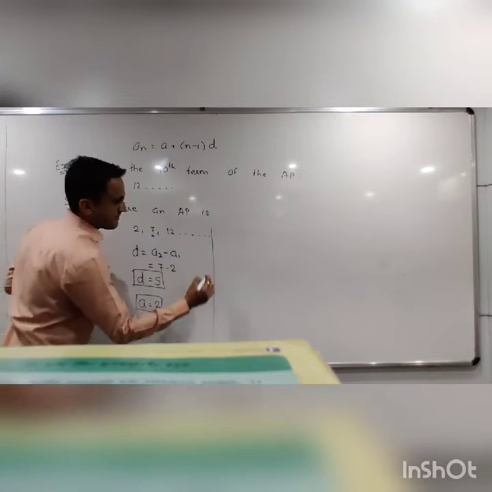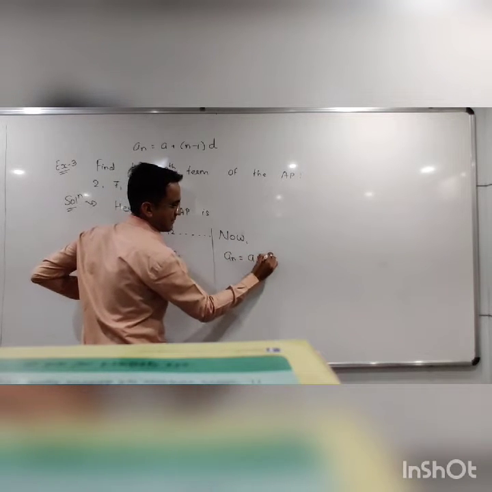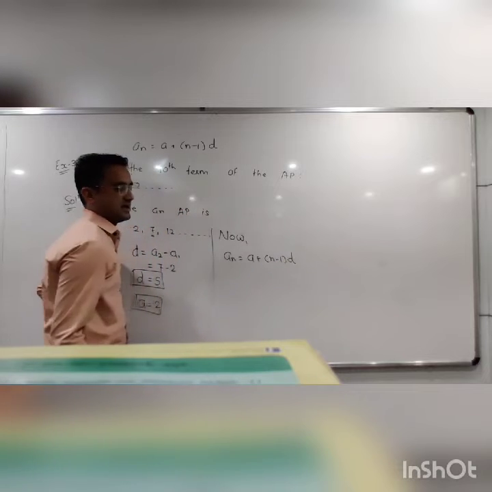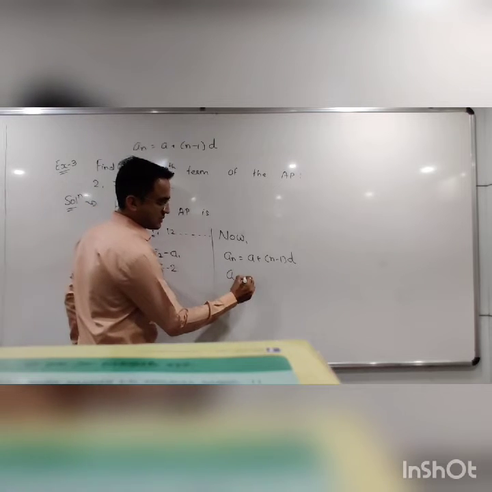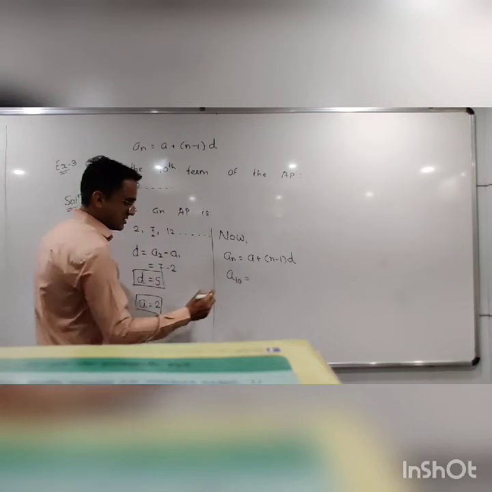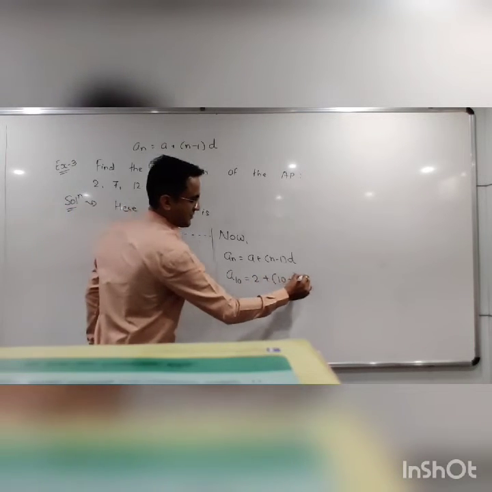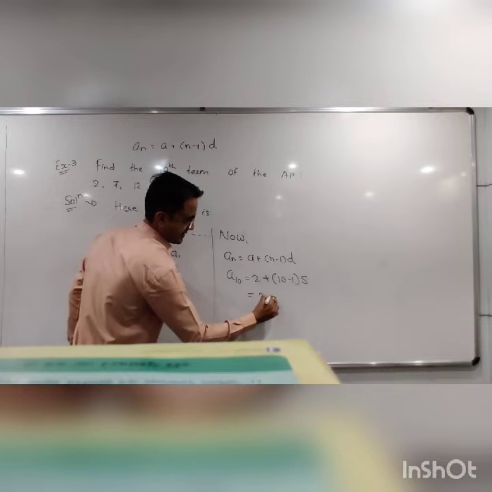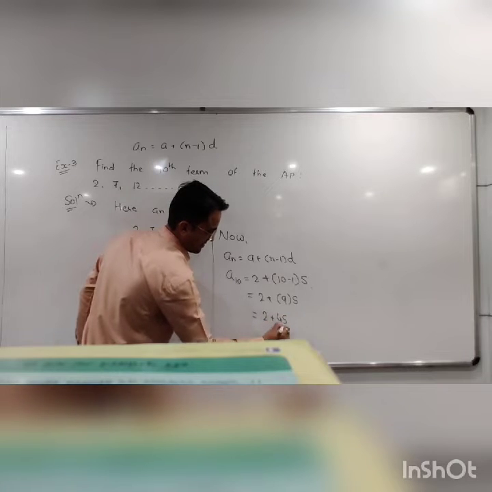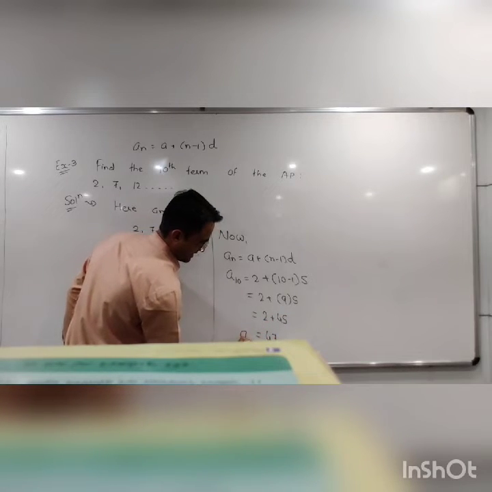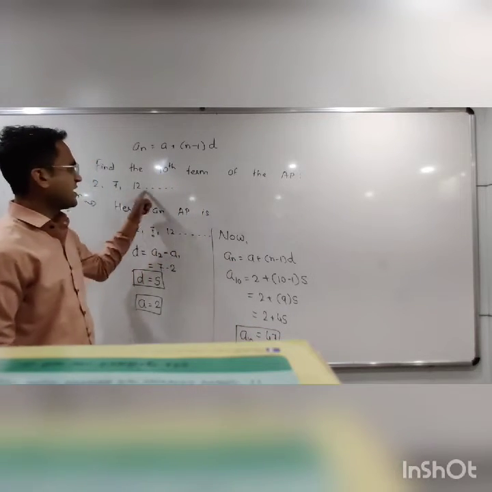So now an is equal to a plus (n minus 1)d. Here I want to find the 10th term, so I will put n is equal to 10, A10. A I got 2, n means 10, d means 5. So what will happen? 10 minus 1, 9. 9 5s are 45. So it will become 47. So using this formula, you can find any of the terms.